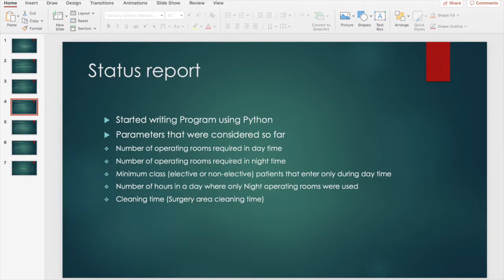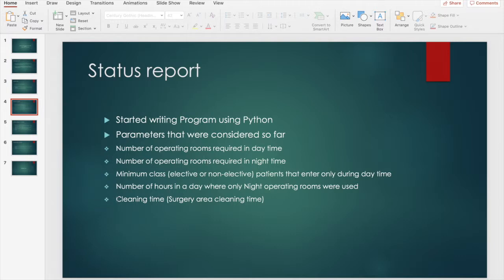And the minimum class of patients that enter only during daytime, because there are certain classes that prefer to enter during the daytime. When I say class, it is elective, non-elective. That means the patients that need surgery, non-surgery, and there are a lot of factors here.